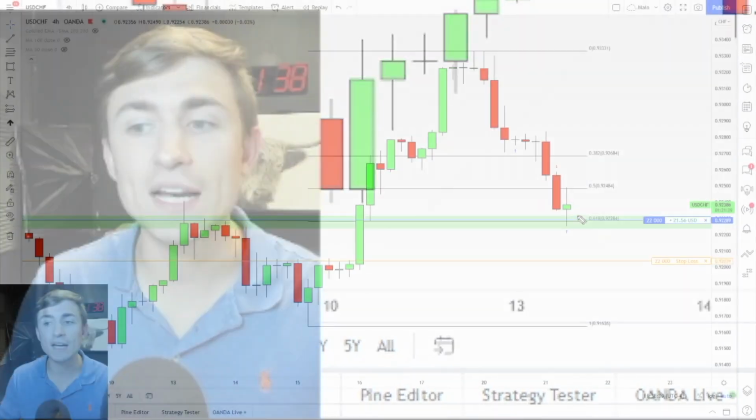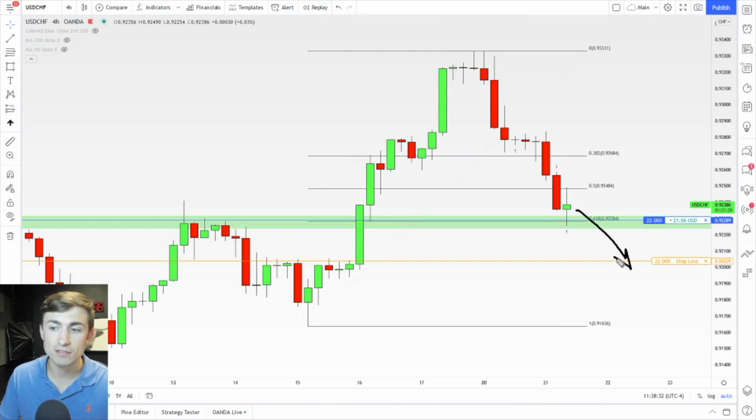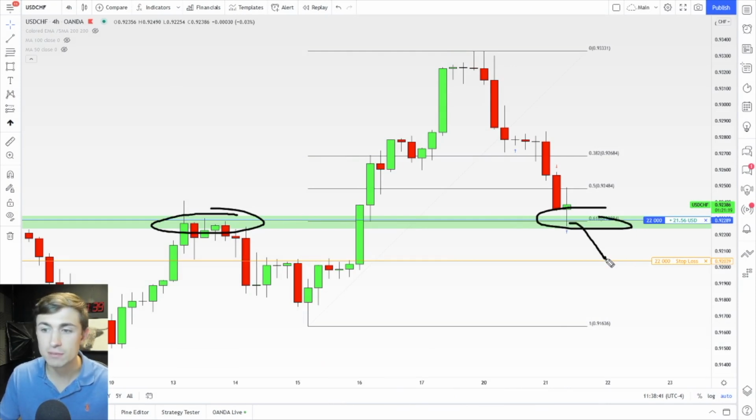With that said, I do have a 25 pip stop loss on my trade, and I calculated that based on this level here. So the 61.8, I'd like to see it hold. If it doesn't, if it keeps going, that would be the point at which I cut the trade and get out of there, in case price wants to continue lower.